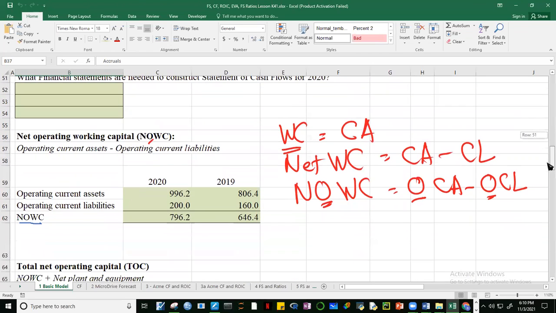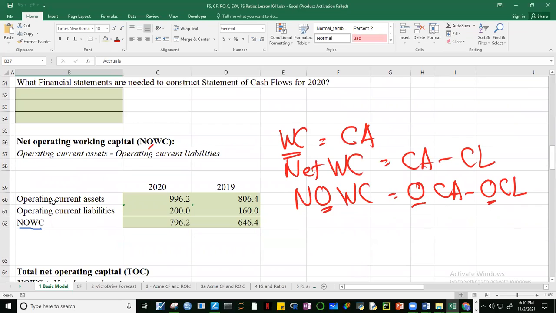So we can now compute for our net operating working capital, which is operating current assets minus operating current liabilities. This one is just the sum of your cash, receivables, and inventories. And then we subtract the sum of payables and your accruals. We can, of course, just copy the formula to the right because the placement is the same in the balance sheet. So for 2019, the NOWC was 646. However, it increased to 796.2 in 2020.